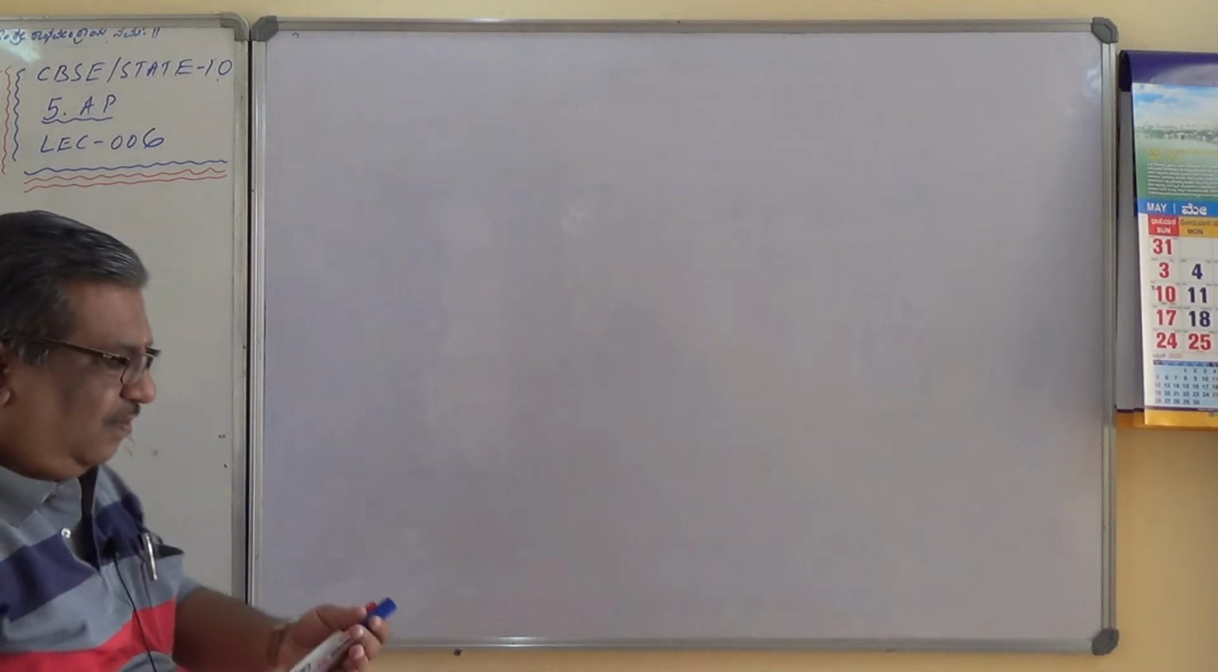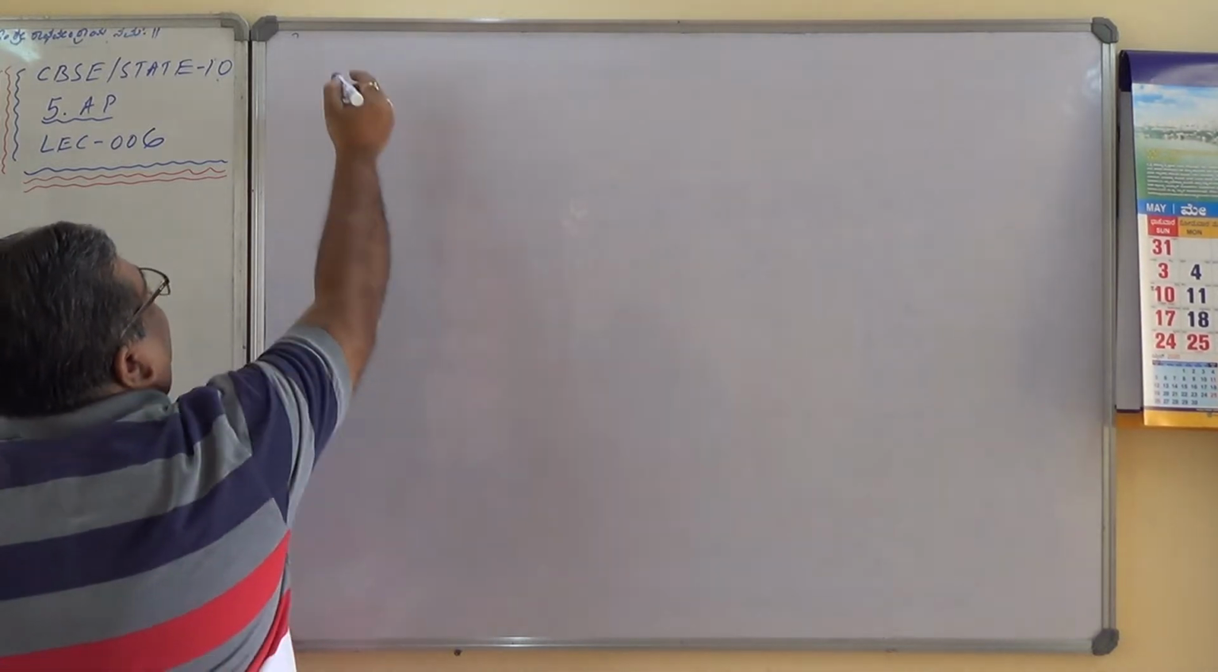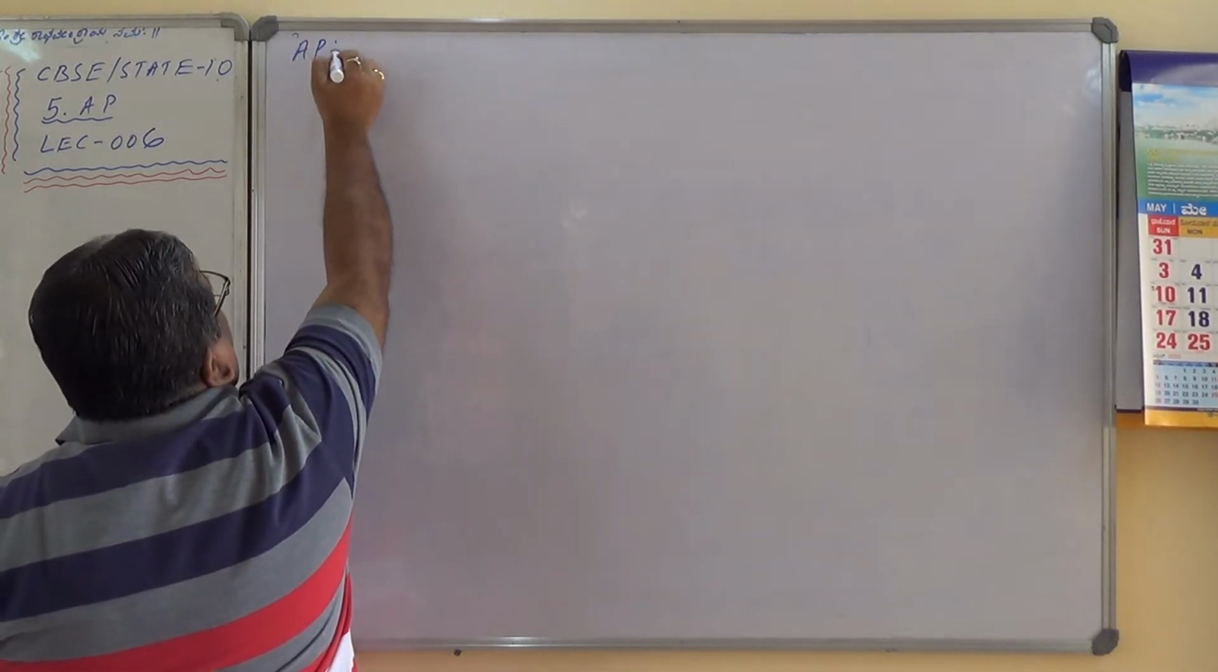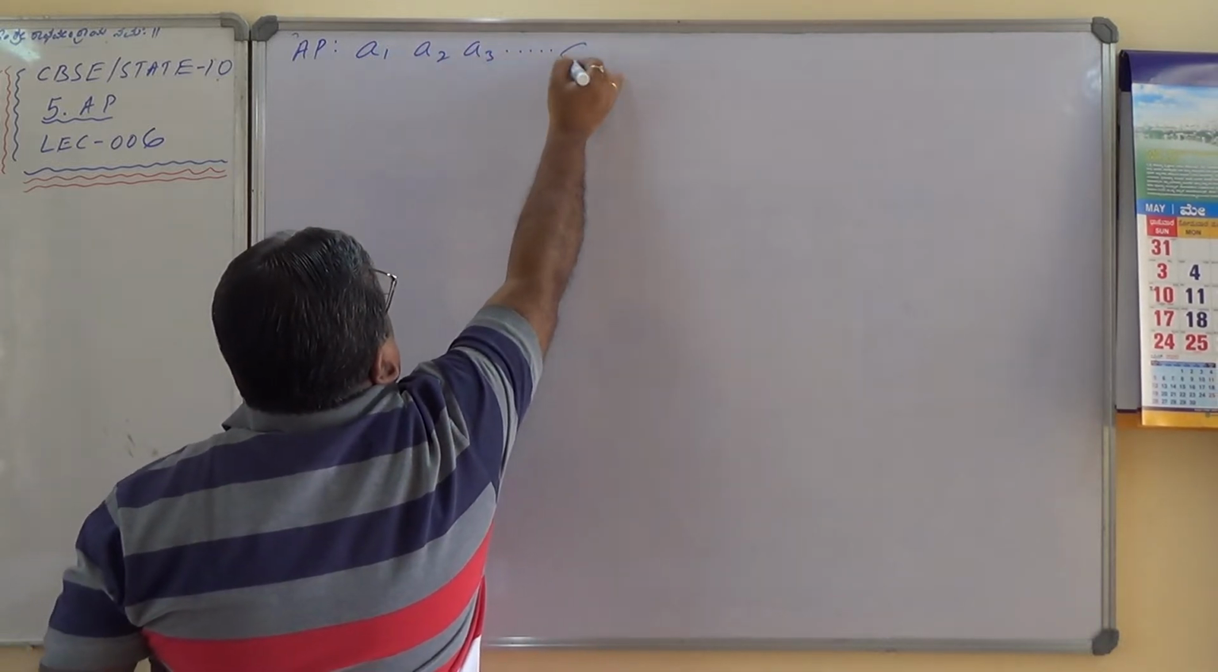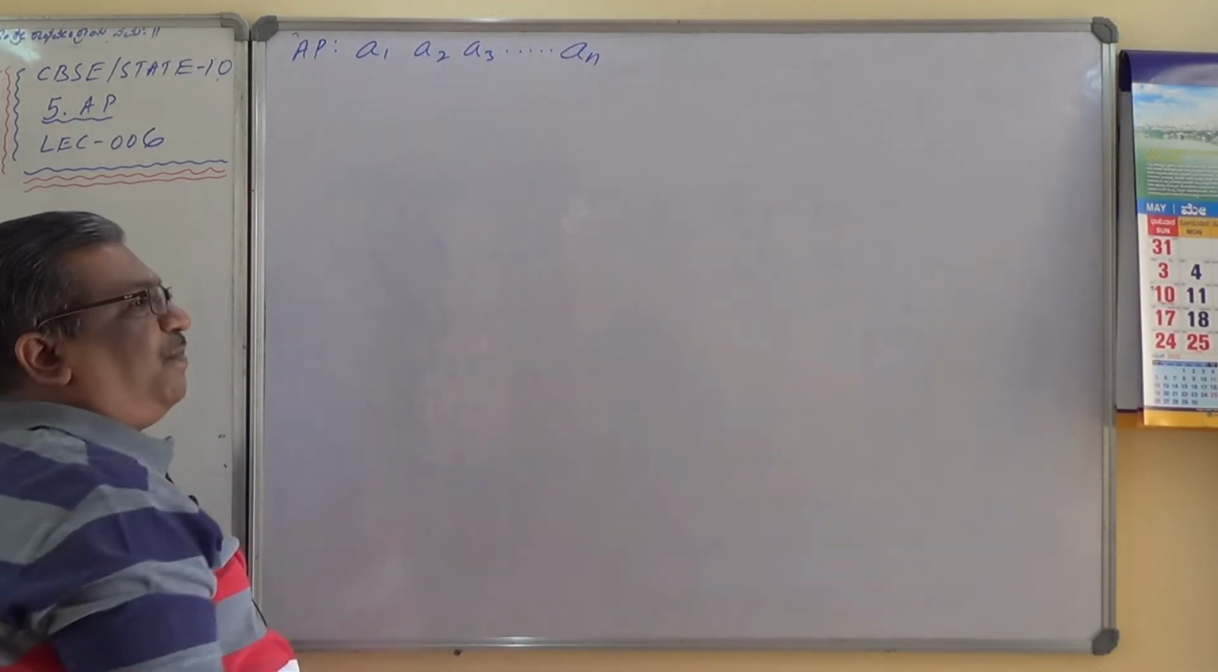So let us see here. AP given to us is a1, a2, a3 up to an. So an here represents the last term.